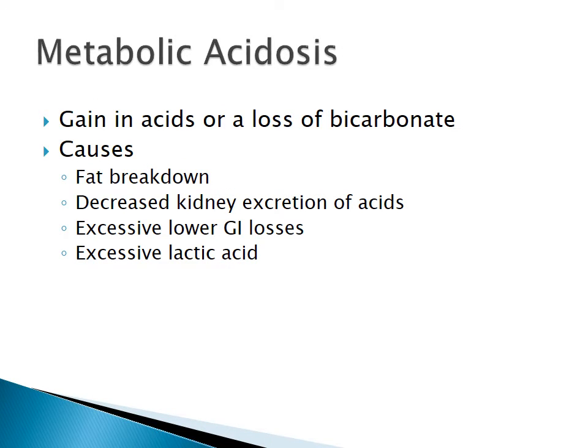Metabolic acidosis. This is what happens with this type of imbalance: there is either a gain in the acids or a loss of the bicarbonate. So it can go either way. But what you see is the pH is going to be down, and there's several different things that can cause this. Some of the causes I listed down here, 4 of them, and we're going to talk about them specifically.